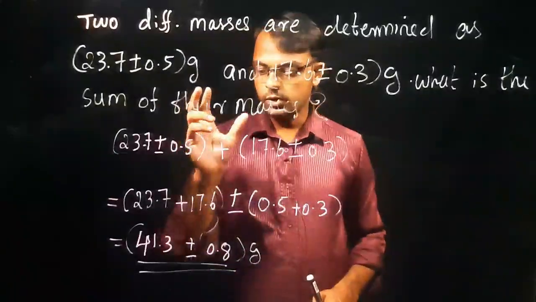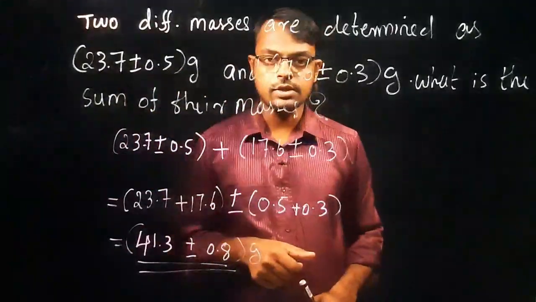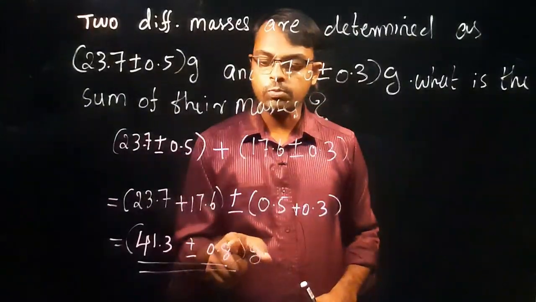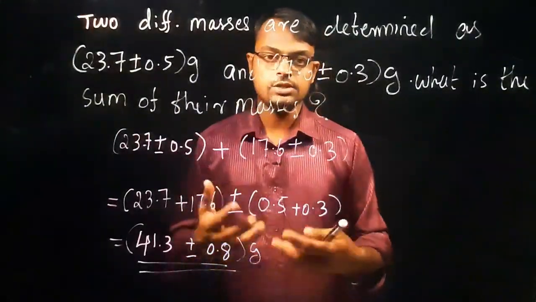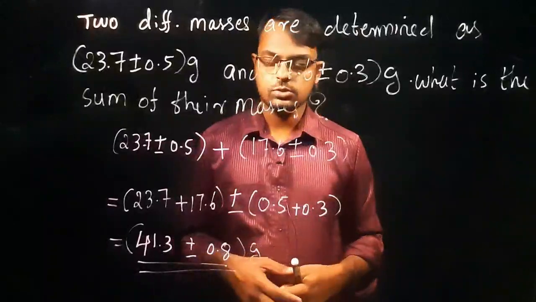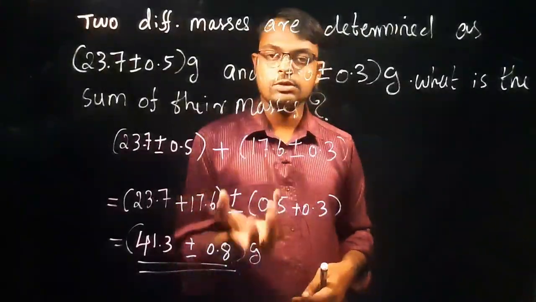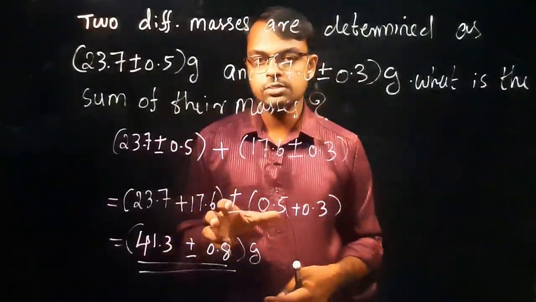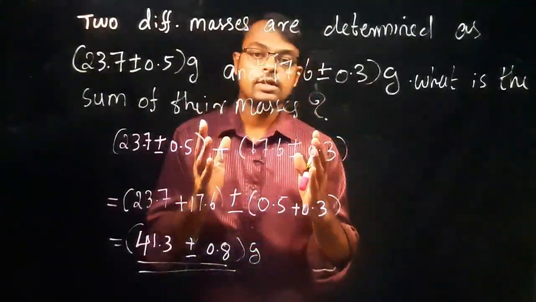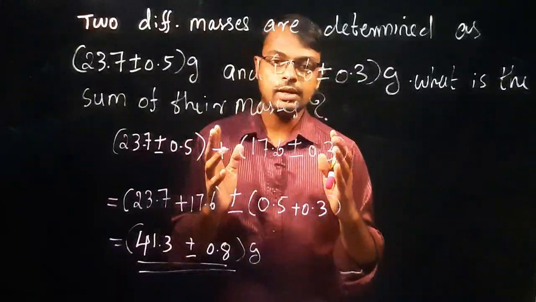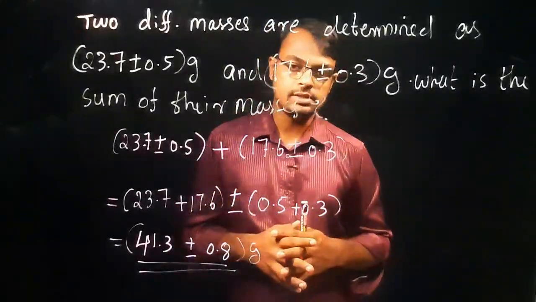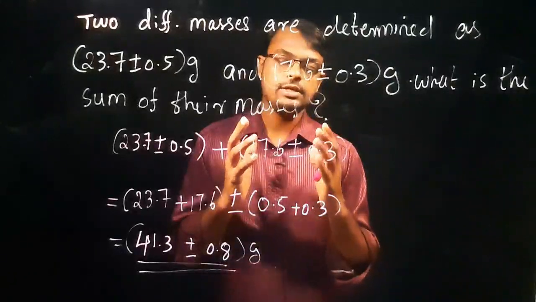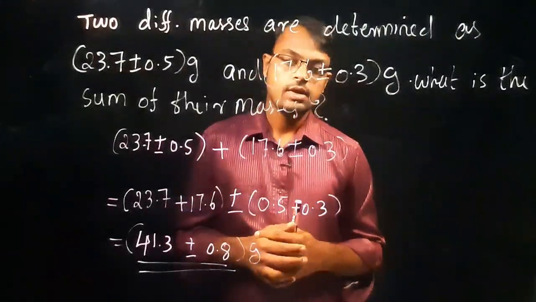Clear? So while you are adding these two physical quantities, the error chance is plus or minus 0.8. That means the error chance has increased. So in the calculation, the error must be added. So in this type of problem, addition and subtraction, always remember the total or the maximum possible error in the final result is the sum of the absolute errors in the individual measurements. I hope it is clear.